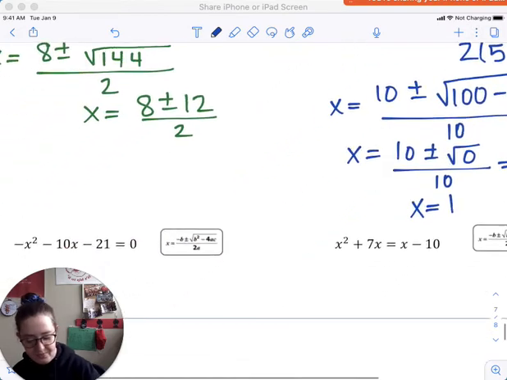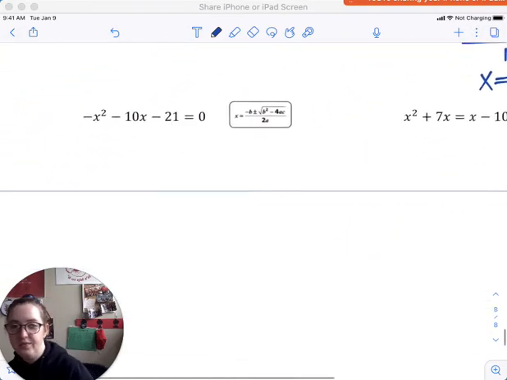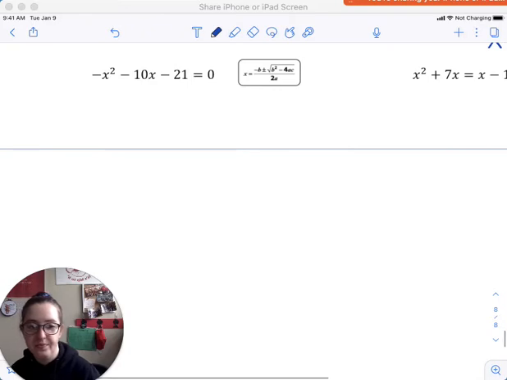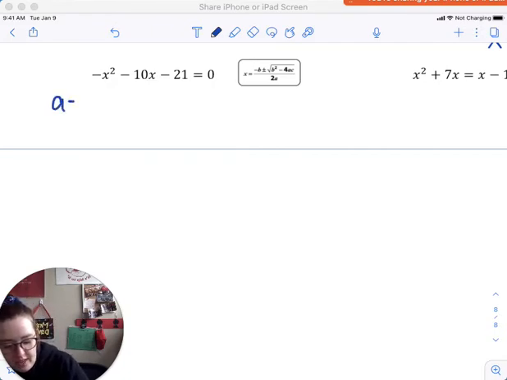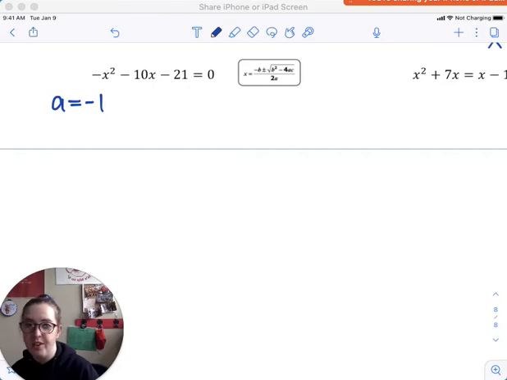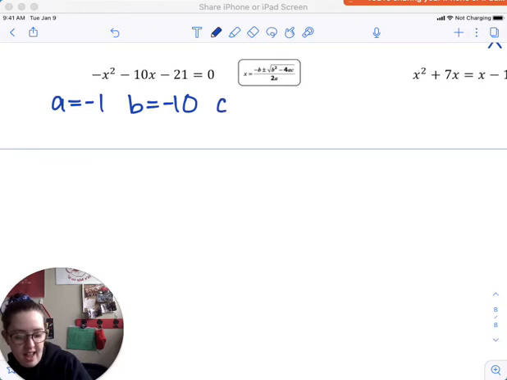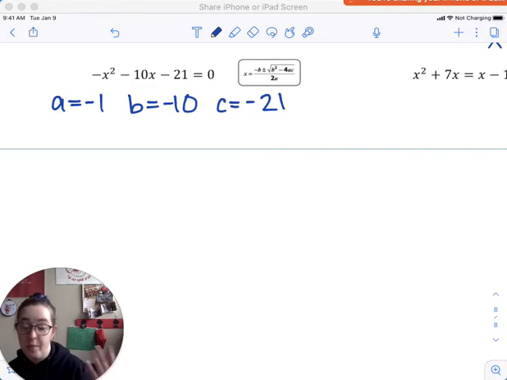All right. Over here. So with this guy, we can actually go ahead. We don't have to worry about a being positive. Remember, we can do this with any quadratic. So let's try that out. A, in this case, is going to be -1, that number in front of x squared. B is going to be -10, that number in front of x. And C is going to be -21, that number that doesn't have an x. I'm sorry. So let's start putting this into our formula.